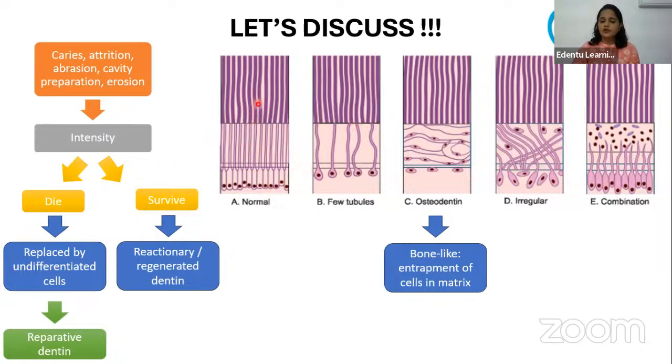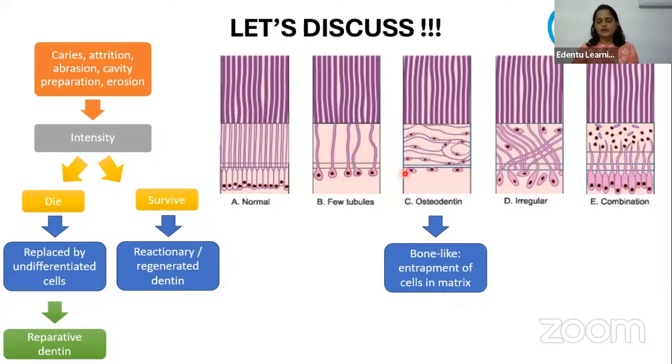So this is how a normal dentine looks like. The dentinal tubules and the cells will be here, and this is how a normal dentine will look. But in case of a reparative dentine, the tubules will be less in number, as you can see here, and they are not organized in fashion also. So you will be seeing this in the reparative dentine.